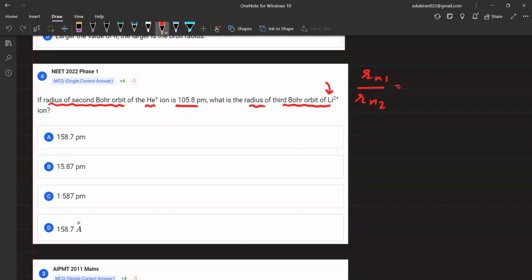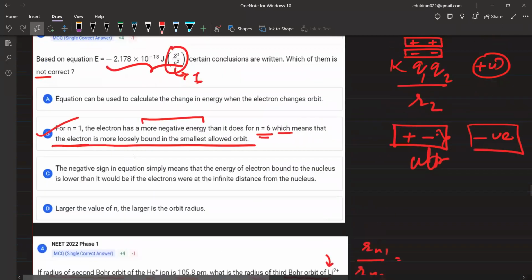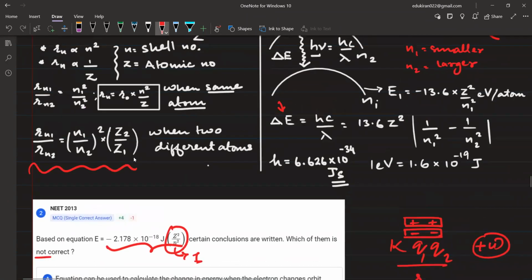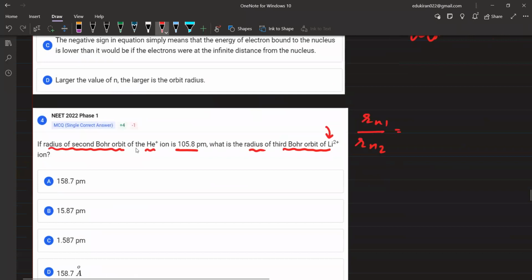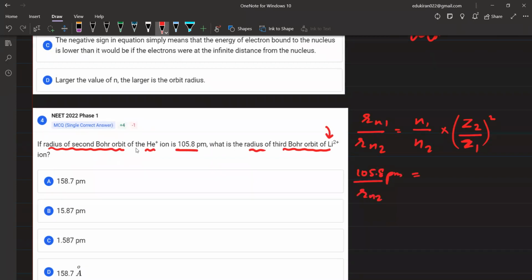ठीक है, डिफरेंट एटम्स के लिए. ये वाला हमने इक्वेशन लिखा था ना, this equation will be used. क्या होगा? This will be equal to N1 upon N2 multiplied by Z2 upon Z1 का स्क्वायर. ठीक है, R N1 क्या है यहाँ पे? R N1 is equal to 105.8 picometer divided by R N2, निकालना है आपको. This will be equal to N1 upon N2.